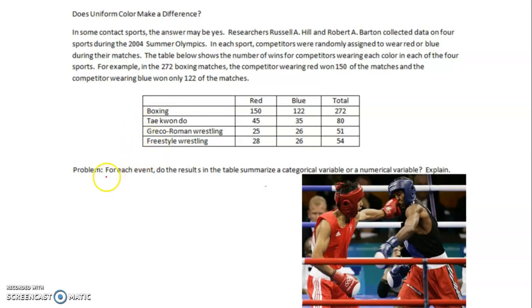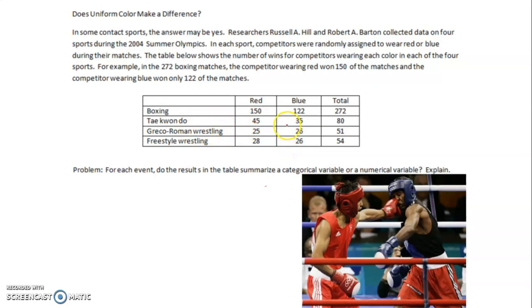And what they want us to do, it says for each event, do the results in the table summarize a categorical variable or a numerical variable. So what I want you to do, pause your video, take a second, think about it. Think, is this categorical or is this numerical? And then we'll come back together and talk. Okay, so you've thought about it. Is this categorical variable or numerical variable?